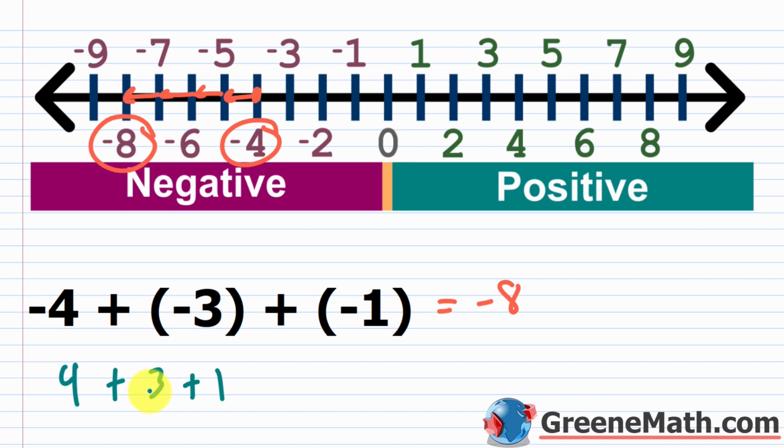So 4 plus 3 is 7. 7 plus 1 is 8. And you're just attaching the common sign. I owe $4. I have another debt of $3 and another debt of $1. How much do I owe in total? Well, I owe $8, which can be represented with -8.